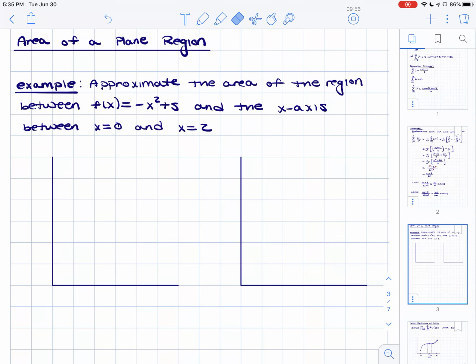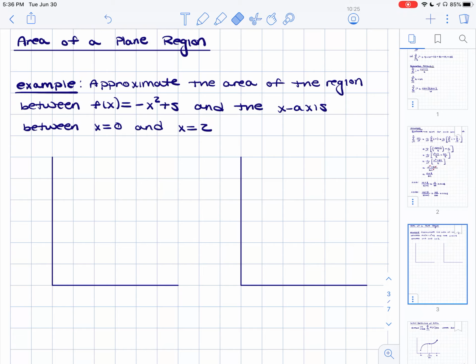Our next topic is looking at the area of a region. So we're going to use the sum notation that we were looking at previously in order to try and find area. What we're looking at on this first one, we're going to try and approximate the area of the region between the function f of x equals negative x squared plus 5 and the x-axis on the interval from 0 to 2.